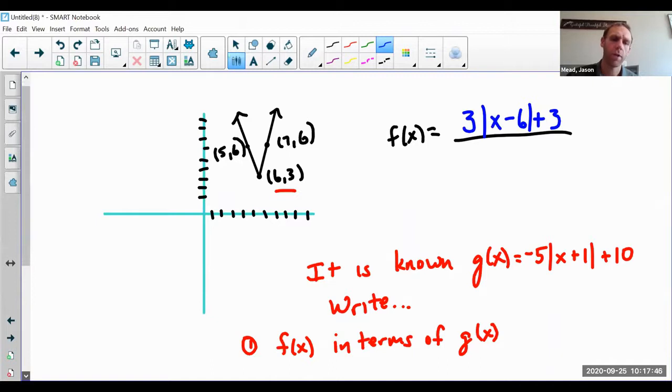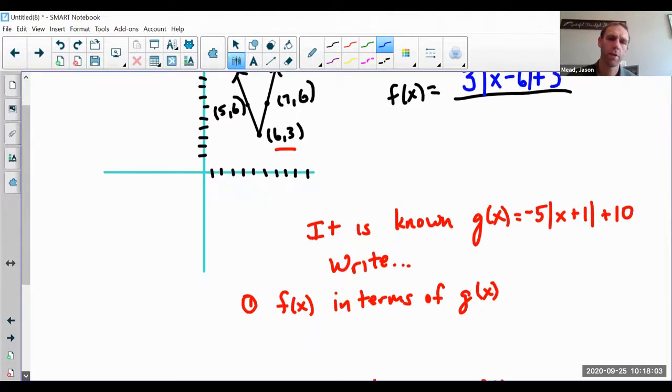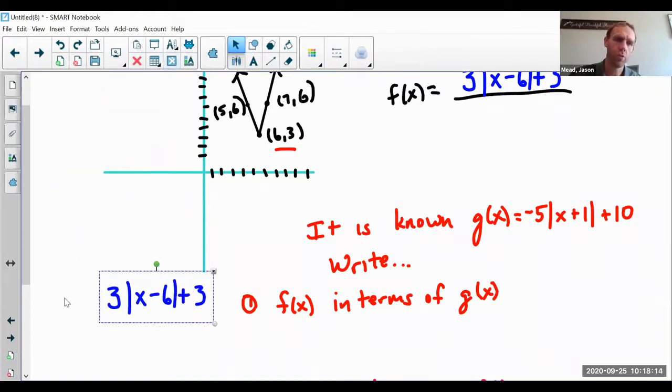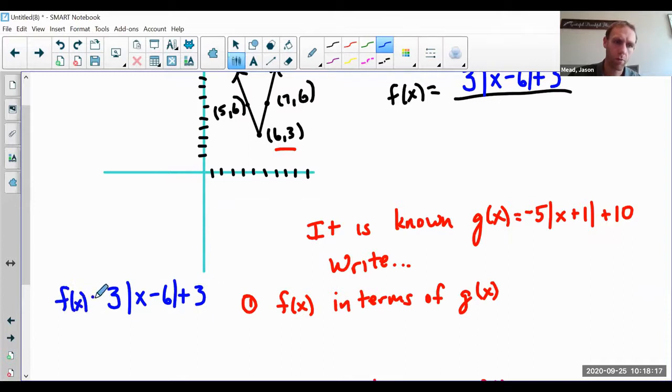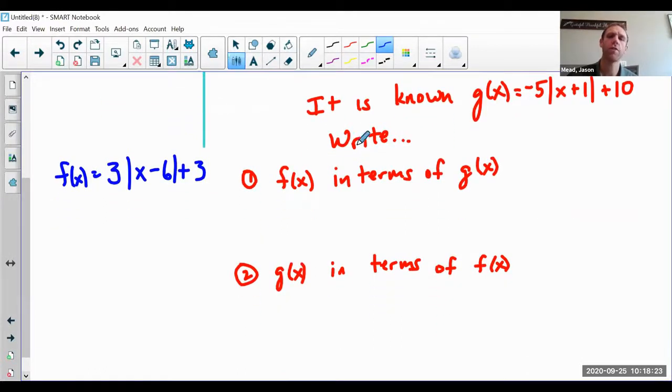So now what I want to do is transform this in terms of other things. It is known that g of x is this function. So my job here is going to be, I'll move this down or at least copy it so we can see it later. My job is to write f of x in terms of g of x and g of x in terms of f of x. So what does that mean?